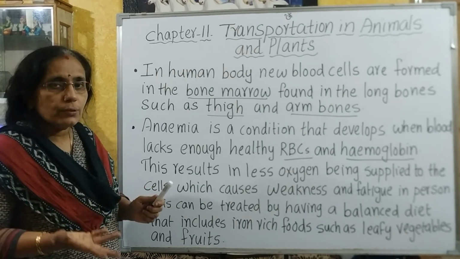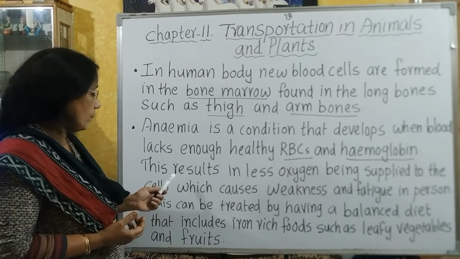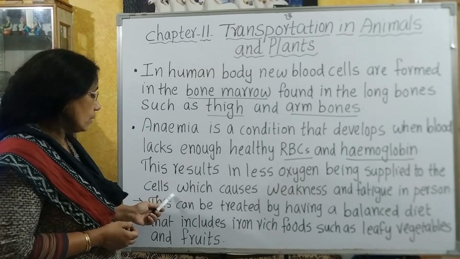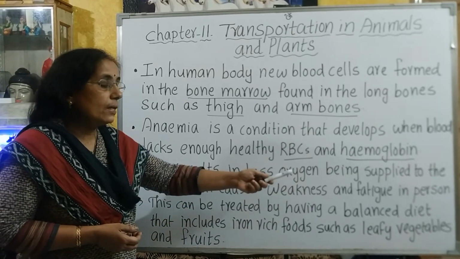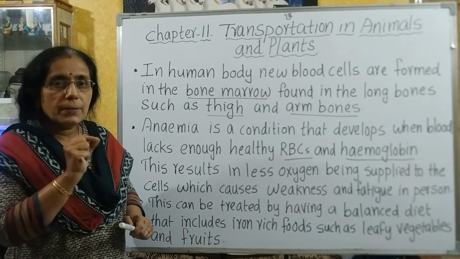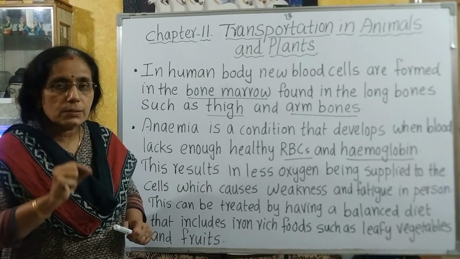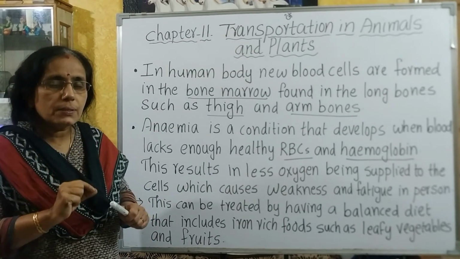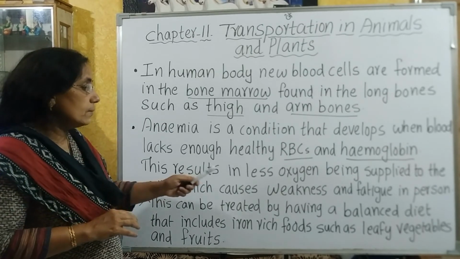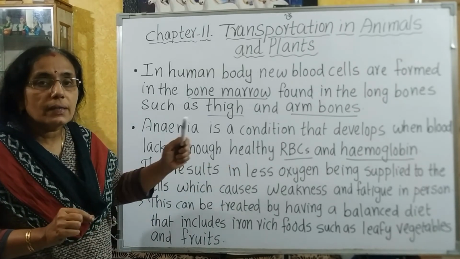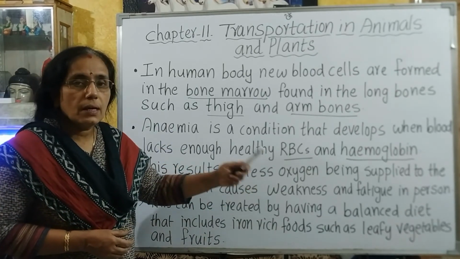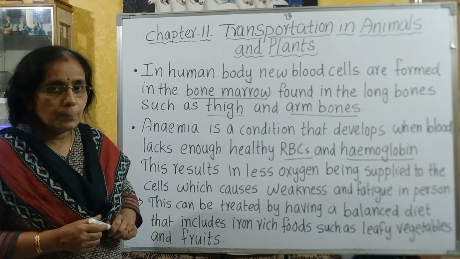Now, what is the effect of this anemic condition or anemia? This results in less oxygen being supplied to the cells, which causes weakness and fatigue in the person. You know the function of RBCs. RBCs carry oxygen to all cells of the body. So if enough RBC and hemoglobin are not present in our body, then all the cells will not get enough oxygen, which will result in weakness and fatigue, that is tiredness in the person.